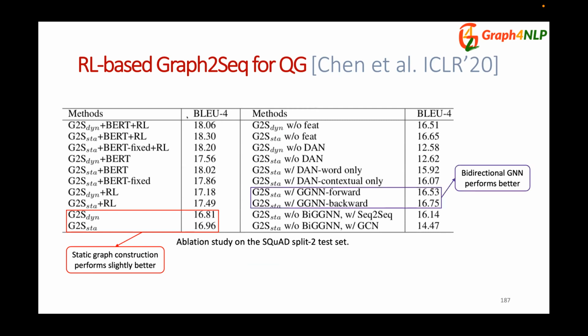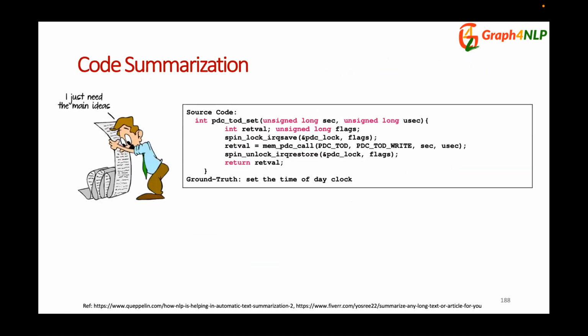And we can also find that the bidirectional GNN performs significantly better than the unidirectional GNN. And we can also see that the graph-to-sequence model performs better than the sequence-to-sequence models on this QG task. So the next NLG task I'll be talking about is code summarization.